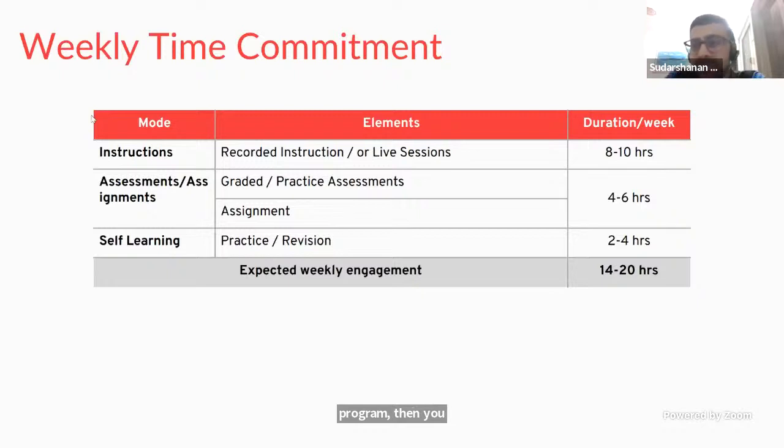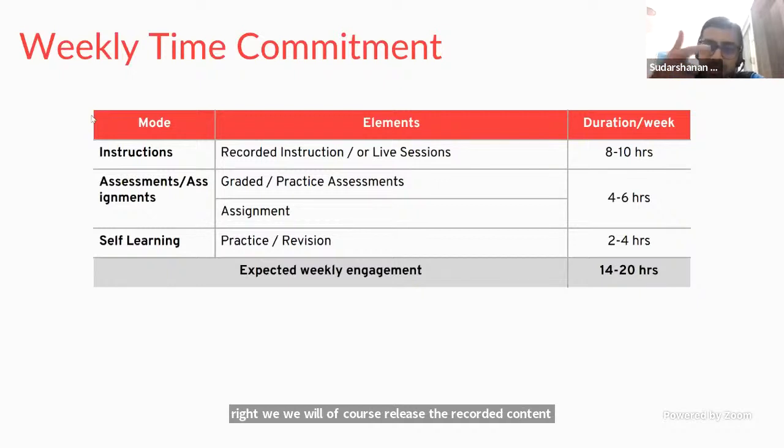Of course, we have checks in place, right? We will of course release the recorded content to you. If there are live sessions, as you can see on the top row, it's recorded instruction and live session, right? So the primary mode, we have two modes. One is LS, live sessions, one is recorded.